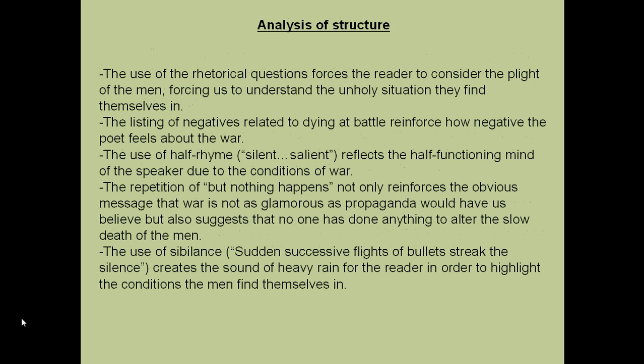Let's look at some structure now. So the use of rhetorical questions forces the reader to consider the plight of the men, forcing us to understand the unholy situation they find themselves in. Also, the listing of negative vocabulary relating to dying at battle reinforces how negative the poet feels about war. The use of half rhyme, so lines that sort of rhyme, so for example, silent and salient, reflects a half-functioning mind of the speaker due to the conditions of war.